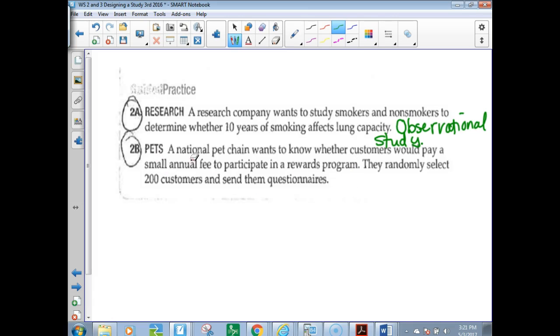Observational study. Next, a national pet chain wants to know whether customers would pay a small annual fee to participate in a rewards program. They randomly select 200 customers and send them questionnaires. Well, that's a survey. They just said they're sending them questionnaires. You're asking their opinion, so that's a survey. You want opinion.